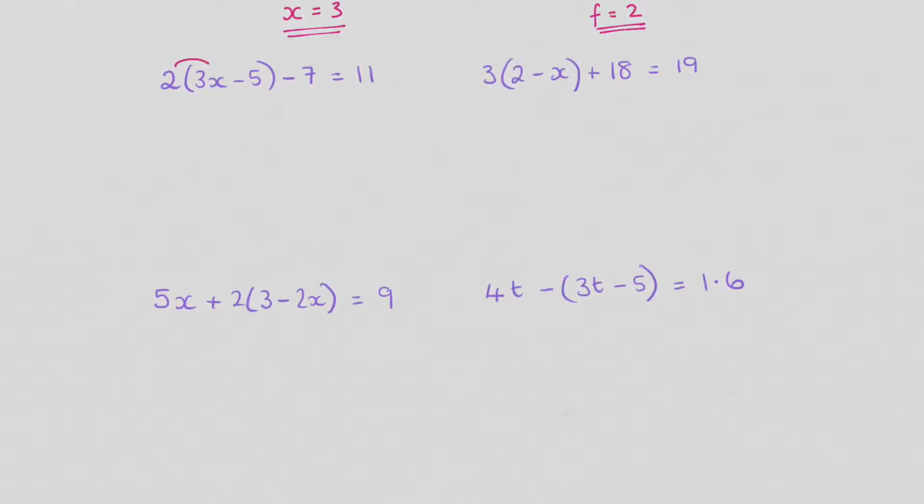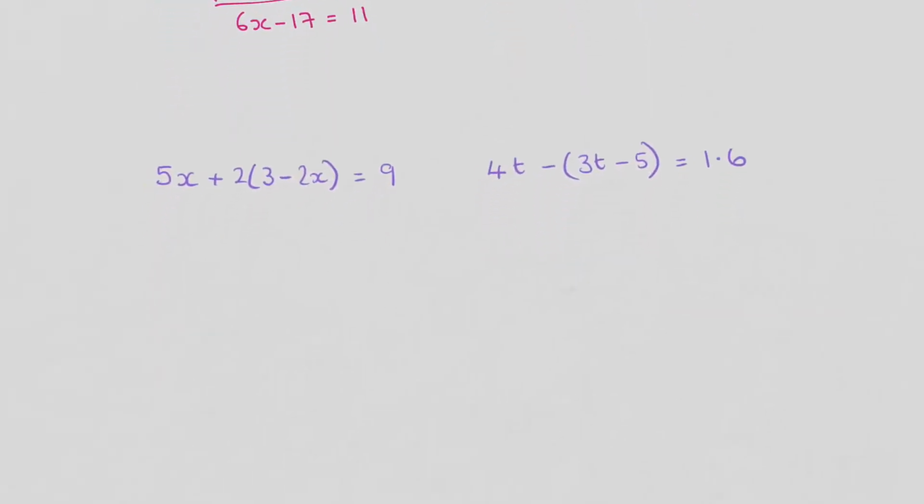So again, multiply out the bracket. So we've got 6x minus 10, but also joining the 6x minus 10 on this side is minus 7. So we need to clear up a little bit before we go ahead doing anything to both sides, because you can see here we can collect like terms. We've got a minus 10 and a minus 7. So we've got 6x minus 17 is equal to 11. So then we're going to add 17 to both sides.